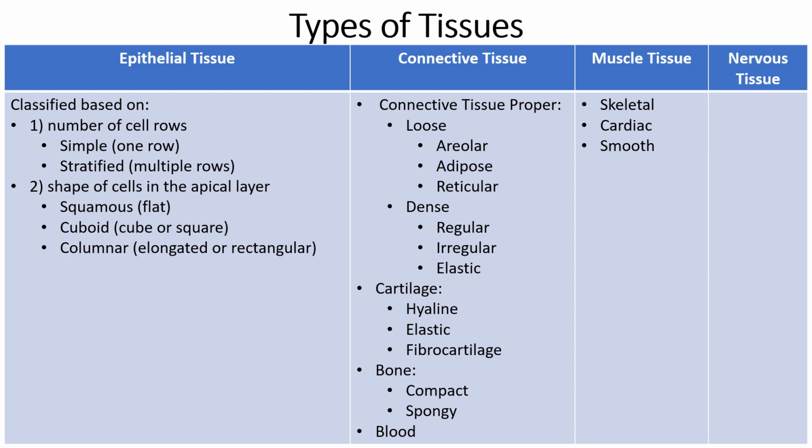Muscle tissue is pretty easy. You only get three subcategories, so skeletal muscle, cardiac muscle, or smooth muscle. And then nervous tissue doesn't have any subcategories. Nervous tissue is just nervous tissue.